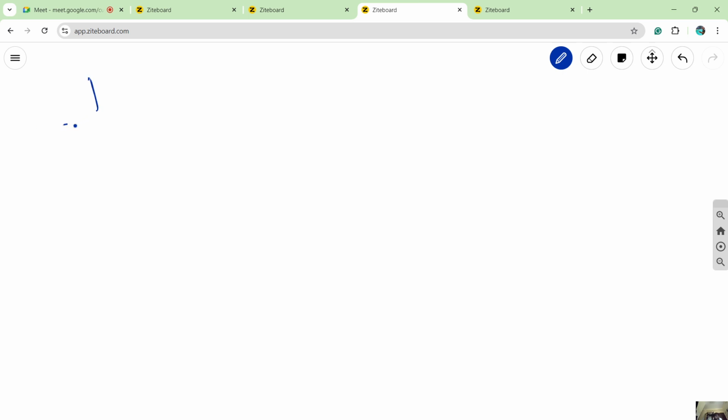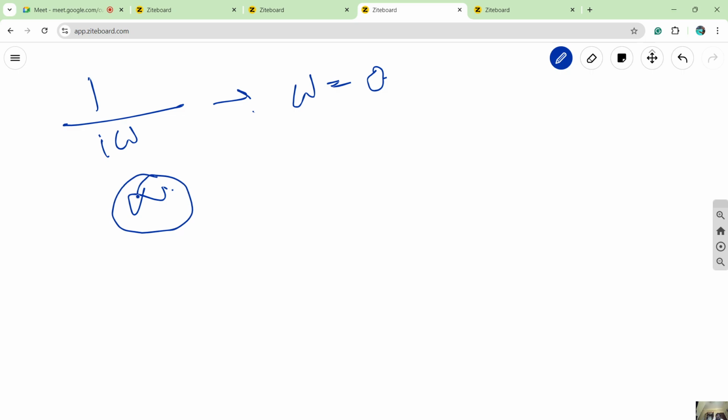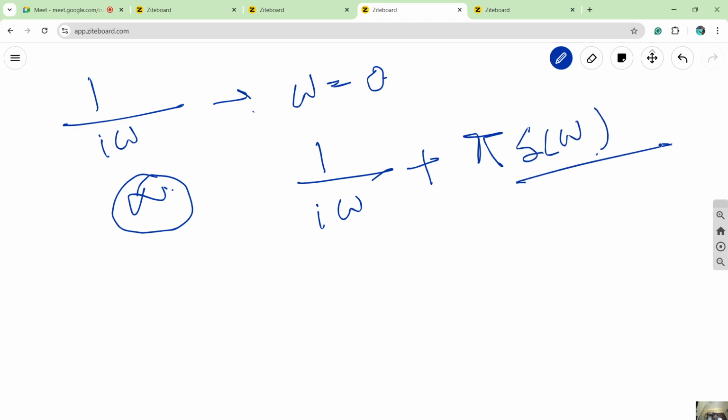Now the problem is this 1 by j omega is not valid for omega equal to 0, because it will be infinite, right? Yes. So that's why we write it as 1 by j omega plus pi del omega. We need to represent it at omega equal to 0, there is the problem. That's why we have to incorporate this term actually. Okay, sir. Got it. Thanks.